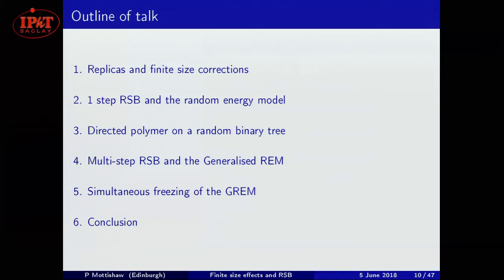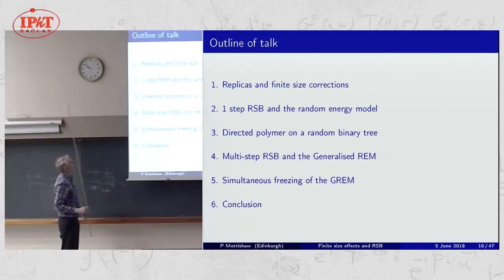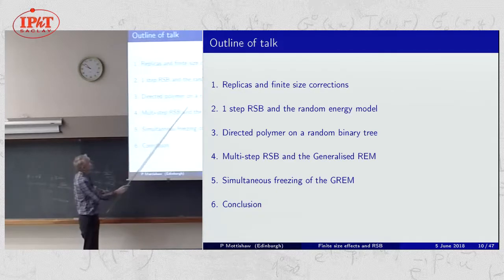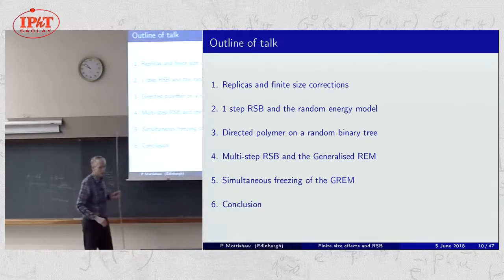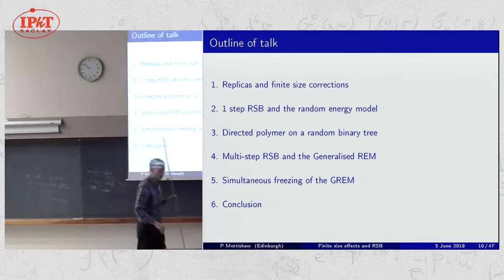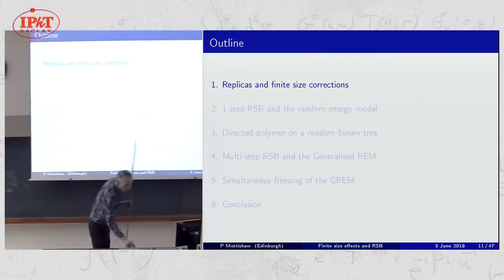So what I'll talk about is, first of all, a quick review of replicas and finite size corrections. Then I'll talk about the random energy model as probably the simplest case that we can look at. Then the polymer on a random tree, which is what gave the results I talked about earlier. And then finally, if I have time, a bit about the generalized random energy model.